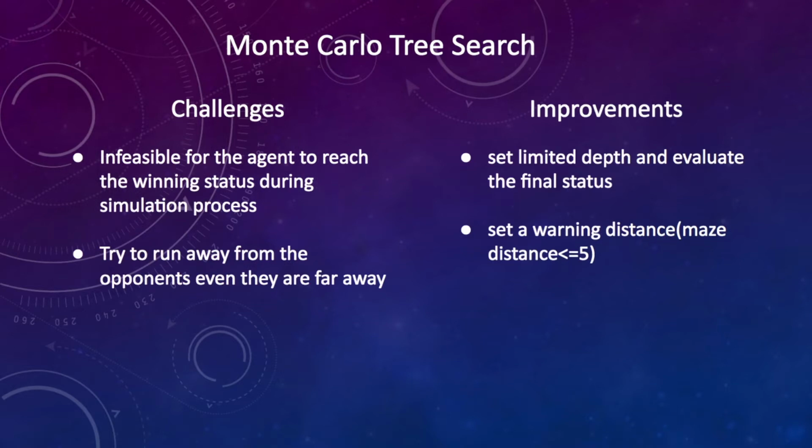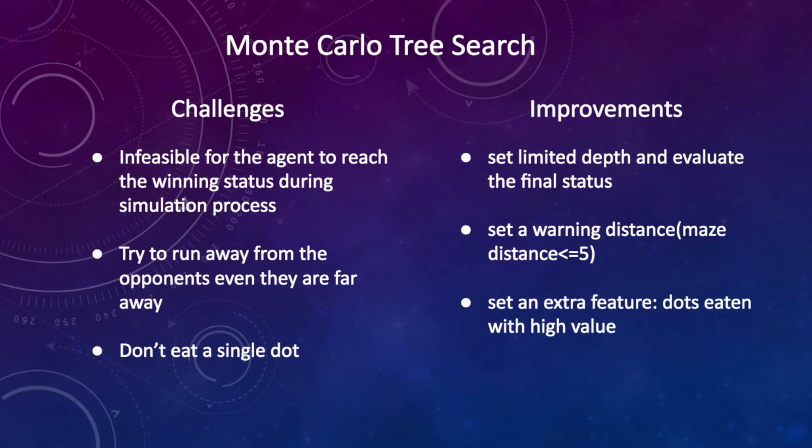And then we found that the agent always tries to run away from the opponents, even when they are far away. Then we set a warning distance, where the maze distance is less than or equal to 5, to let the agent know that they will be considered as a threat.